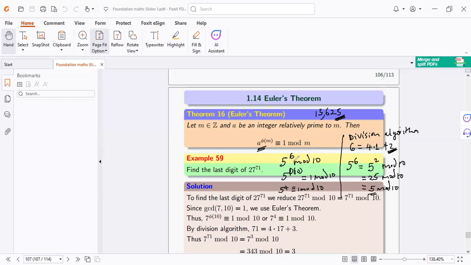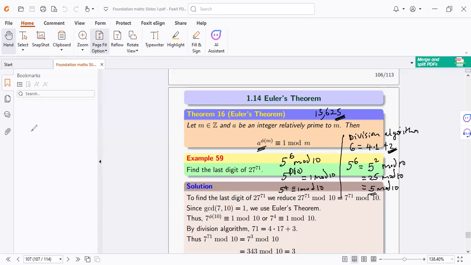So I've used a smaller example so that we can see it works. That means that if I multiply 5 6 times and write that number that I get, the last digit of that number will be 5.